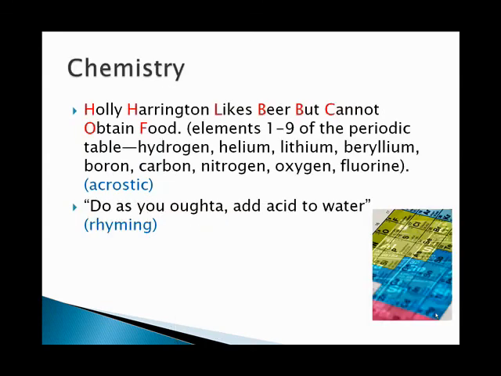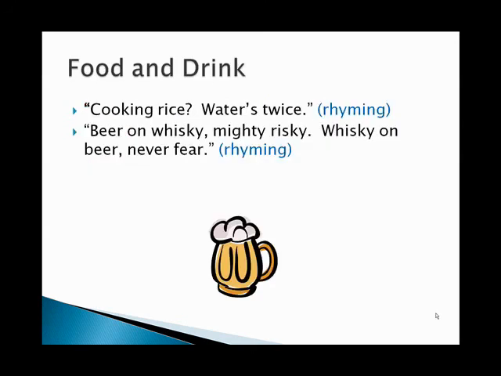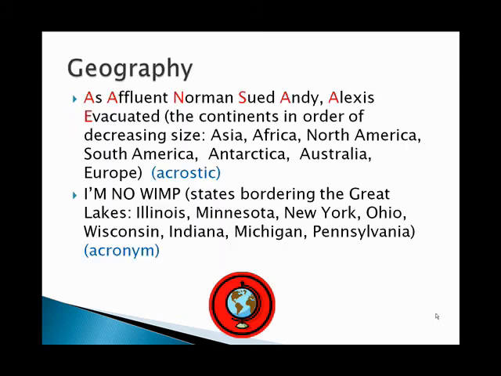In chemistry, the sentence, Holly Harrington likes beer but cannot obtain food, an acrostic representing the elements 1 through 9 of the periodic table: hydrogen, helium, lithium, beryllium, boron, carbon, nitrogen, oxygen, fluorine. Or, do as you oughta, add acid to water, using rhyming. Food and drink: cooking rice, waters twice, rhyming. Beer on whiskey, mighty risky, whiskey on beer, never fear, rhyming.